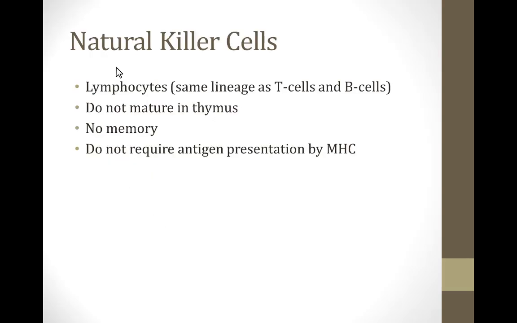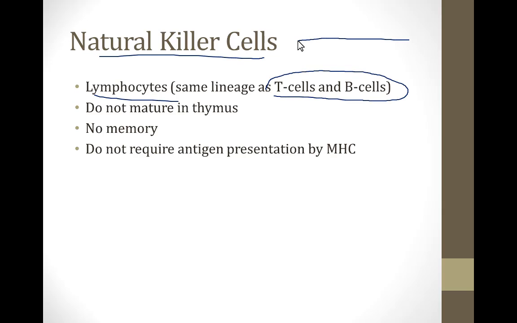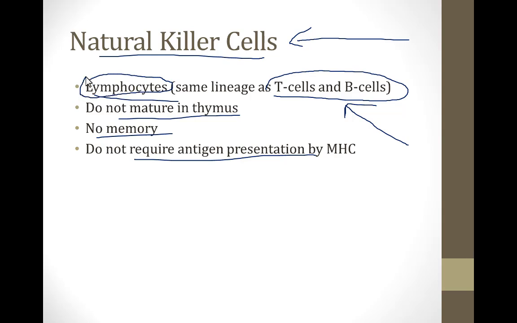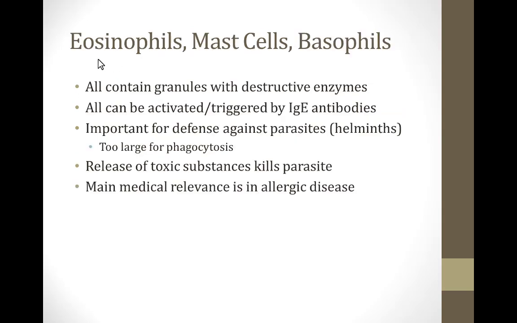Some more important features of natural killer cells. They are lymphocytes, so they are the same lineage as T cells and B cells. However, natural killer cells are members of the innate immune system, whereas T and B cells are members of adaptive immunity. They do not mature in the thymus like T cells, they have no memory like T and B cells, and they do not require antigen presentation by MHC as T cells do. So they are often identified as very unusual members of the lymphocyte group because they're very different from the T and B cells.